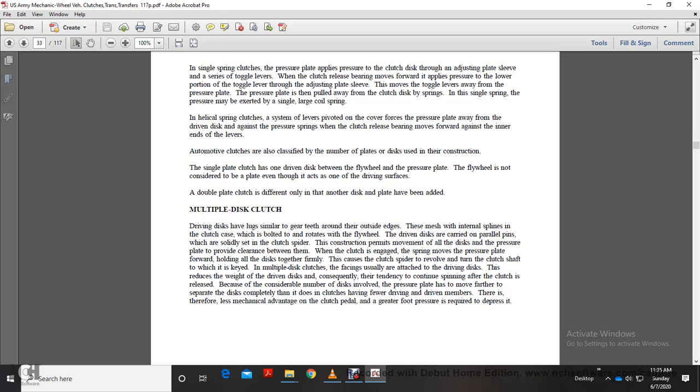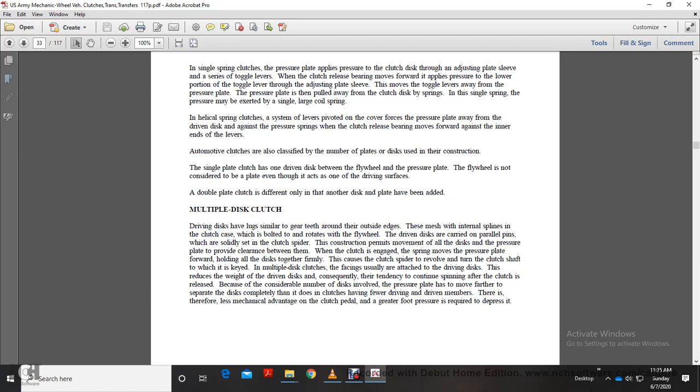In a helical spring clutch, a simple system of levers is pivoted on the cover to force the pressure plate away from the driven disc and against the pressure springs. When the clutch is released, the bearings move forward against the inner ends of the levers.